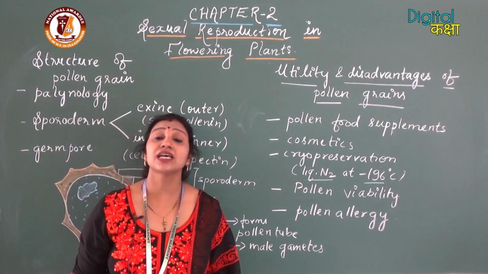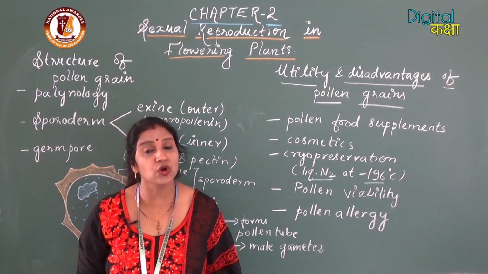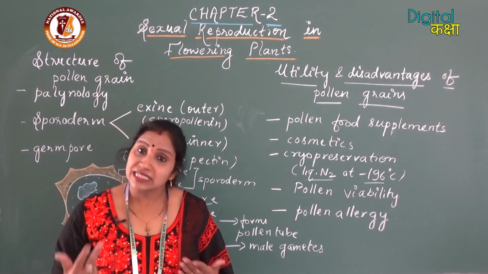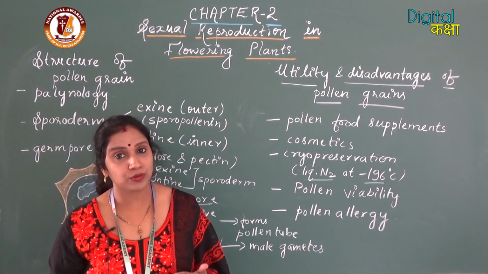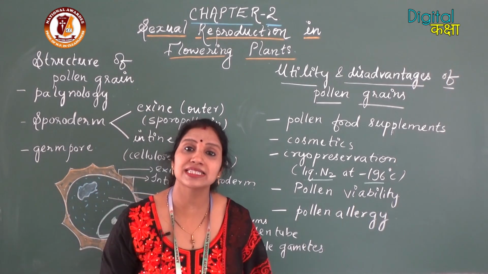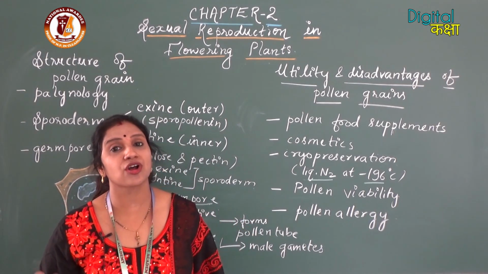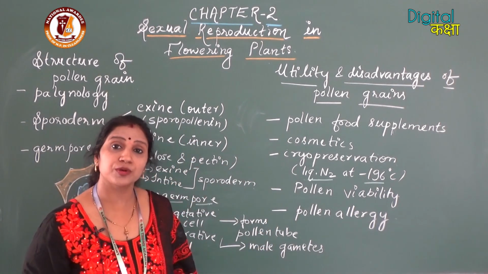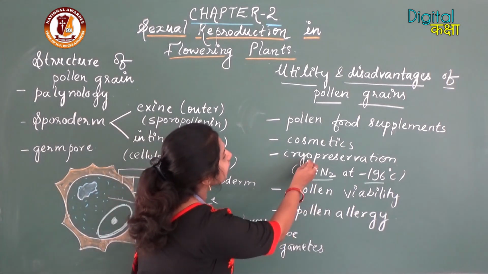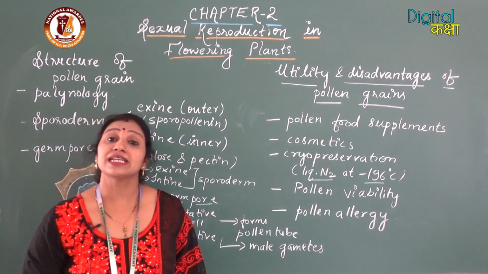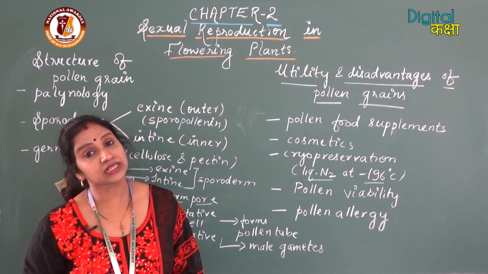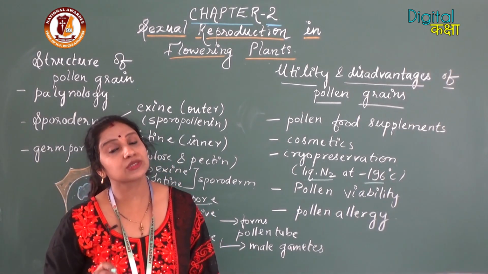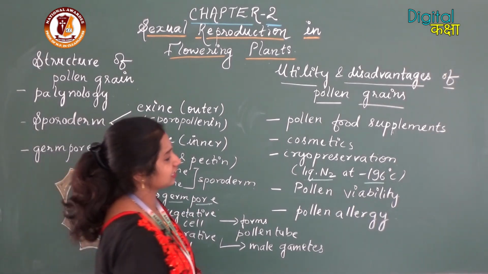By this method, the pollen grains are stored in pollen banks. The plant breeders can take these pollen grains from the pollen bank and utilize them for artificial crossbreeding programs. So the preservation of pollen grains is done by cryopreservation, in which the pollen grains are stored in liquid nitrogen at minus 196 degrees Celsius.